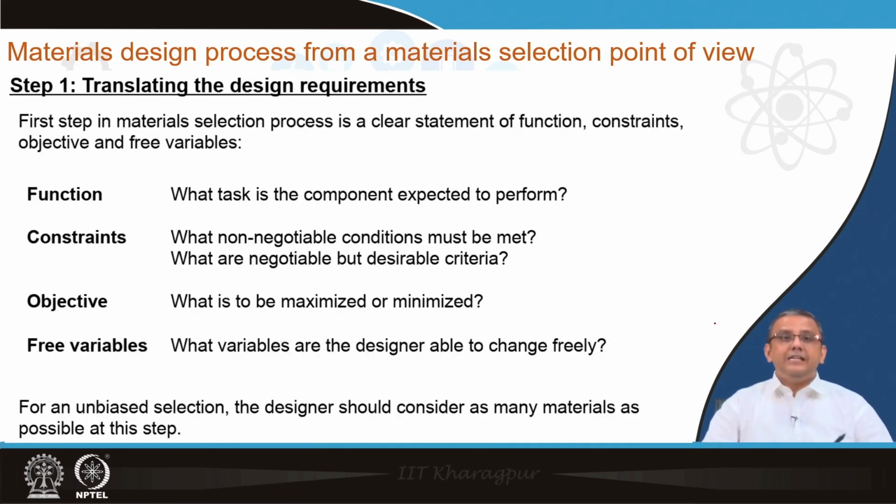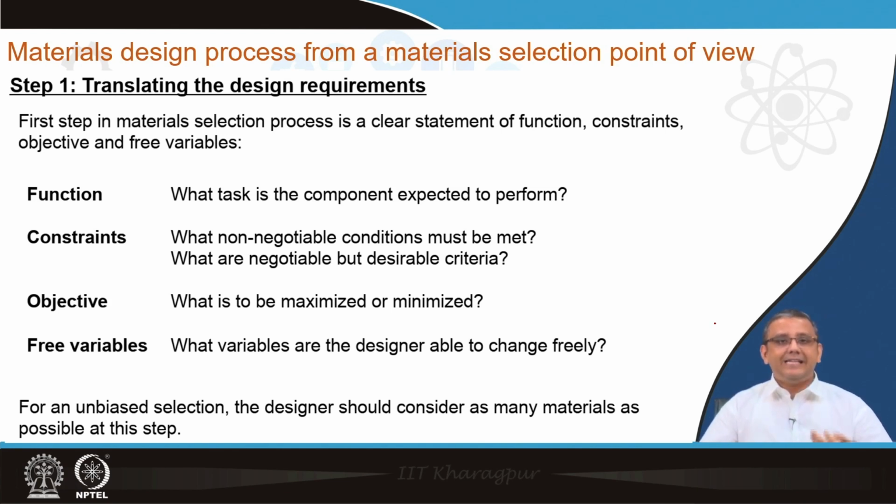There can also be some negotiable but desirable criteria. What are those? For example, for aerospace applications, it is always a plus if the material possesses a low density. That means, in spite of the fact that there are two materials which give you equivalent high temperature properties, the material with the lower density would be more suitable for an aerospace application. These are the negotiable constraints.